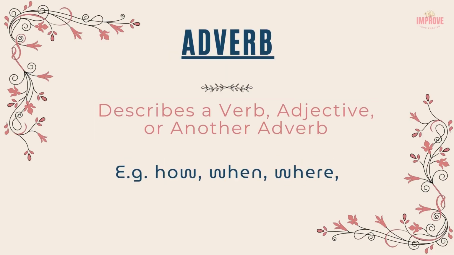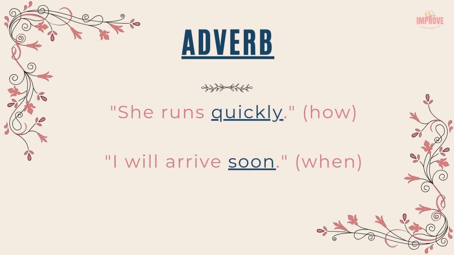Adverb. An adverb describes a verb, adjective, or another adverb. For example, how, when, where. She runs quickly, so the adverb in the sentence is quickly because it indicates how. I will arrive soon, so the adverb in the sentence is soon because soon indicates when.